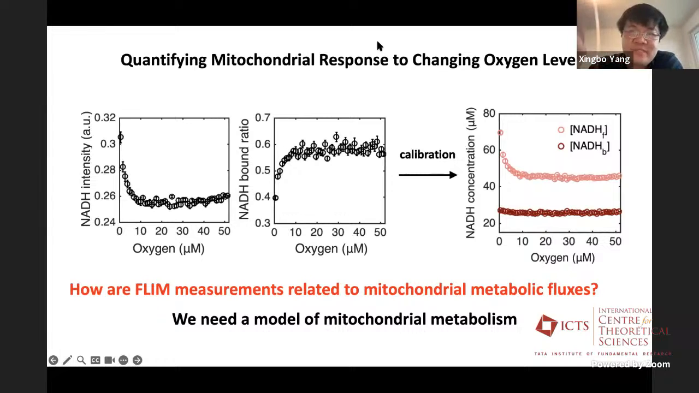But why it increases in this particular fashion, that the free NADH increases more than bound, that I do not know. But would that necessarily involve the reversal of the electron transport chain? That I'm not sure, but I cannot rule that out, I think, at this point.